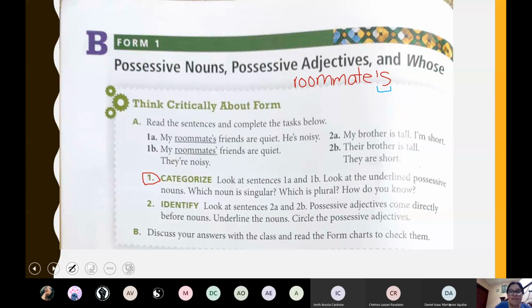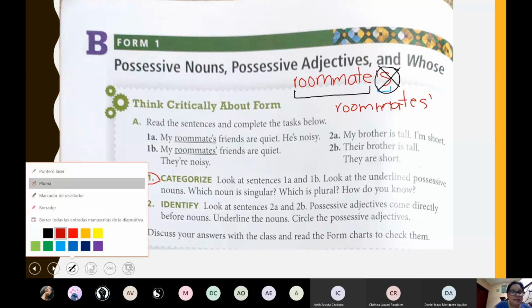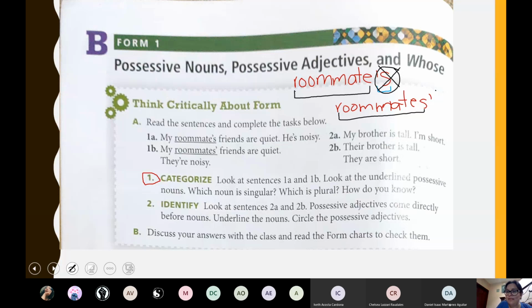So if we see what we have before the apostrophe, what do we have before the apostrophe? Only roommate, in singular. So if we take out this, do I have a singular or plural? A singular, right? Roommate. But what happened with the other one? With the other one, we have roommates, and the apostrophe is after the S. That means that before the apostrophe, I have roommates. If I take out the apostrophe, look, I have roommates, so it's plural. So in that way, by looking at what you have before the apostrophe, you can know if it's plural or singular.